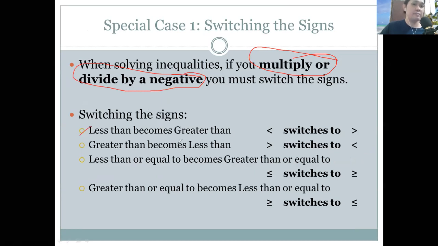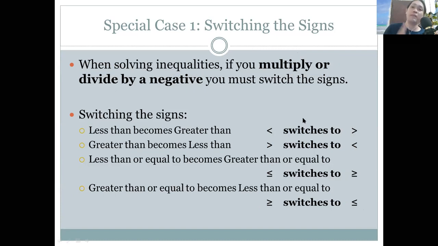From less than, it becomes greater than. Greater than becomes less than. Less than or equal to becomes greater than or equal to, as you can see. And greater than or equal to becomes less than or equal to. So I want you to remember the switching of the signs of inequalities when we divide or multiply by a negative. Again, we can only apply this when we multiply or divide by a negative. Okay, so I hope you can follow.